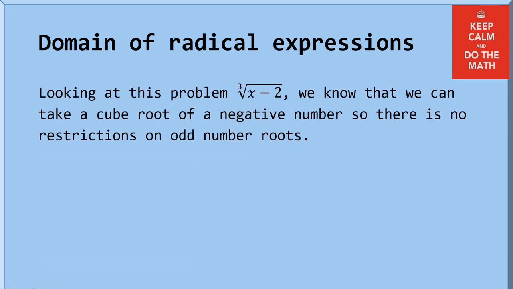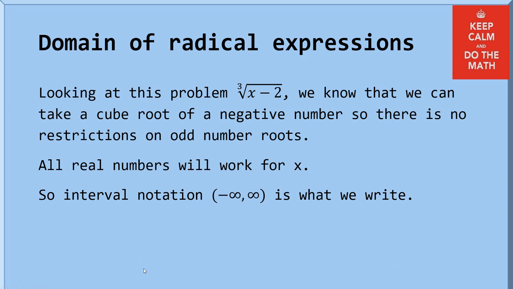Looking at this problem, though, we now have the cube root of x minus 2. We know we can take the cube root of negative numbers. So there is no restriction on odd number roots, whether it's cube root, sixth root, ninth root. So all real numbers are going to work for x when we're dealing with odd number roots.